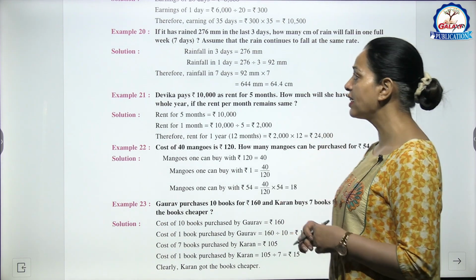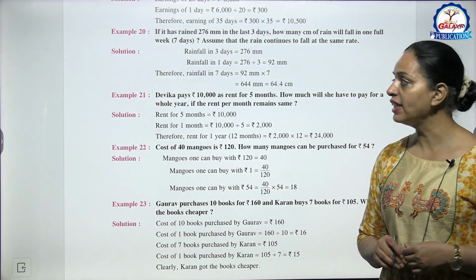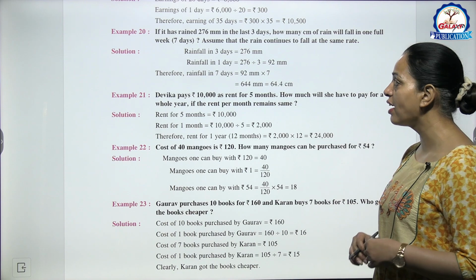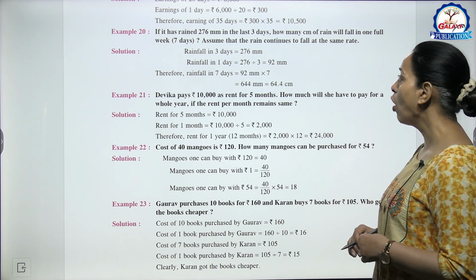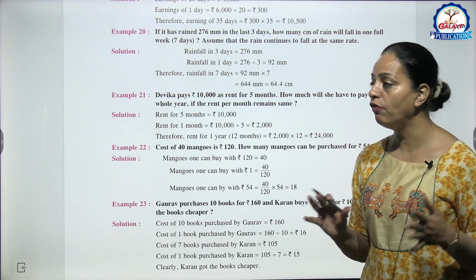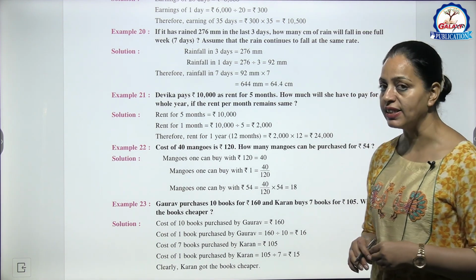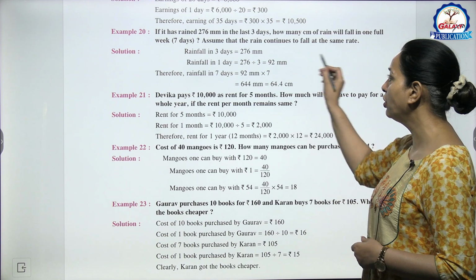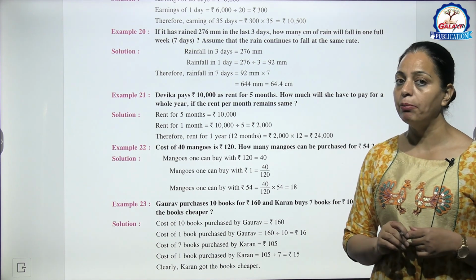Now example 20. If it has rained 276 millimeter in the last 3 days, how many centimeter of rain will fall in 1 full week? Means in 7 days. Assume that the rain continues to fall at the same rate.